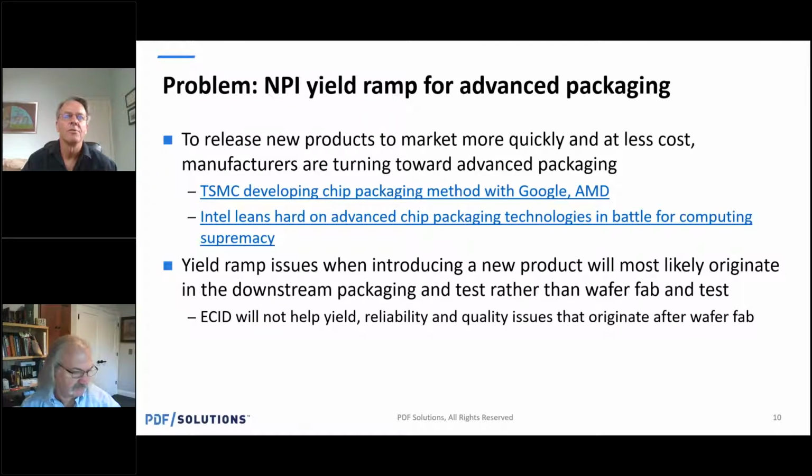And the problem is that your yield problems are going to probably take place in those advanced package levels. Without complete visibility of all the process variables and so on in there, it's going to be very, very hard to ramp that yield up. It's going to be like needle in a haystack trying to figure out how to fix it. And ECID would not help you in this because it only gives you visibility at the wafer sort level once, and then again another look at it at final test, but nothing in between.